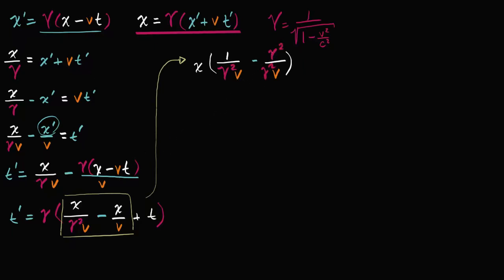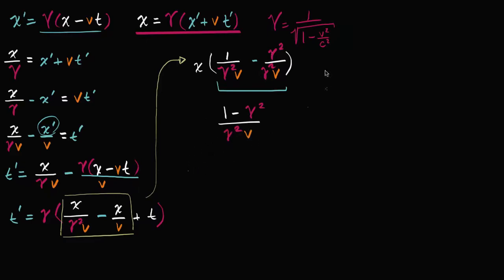And so now I'm going to focus on this part right over here, and hopefully this will simplify nicely. This is the same thing as 1 minus gamma squared over gamma squared v over gamma squared v. Now, what does this simplify to?